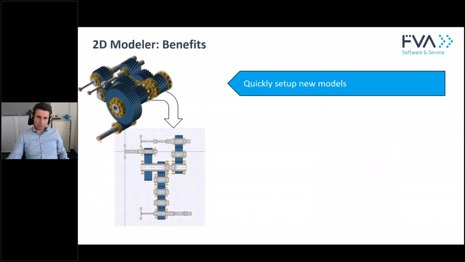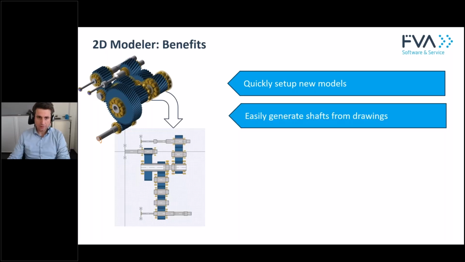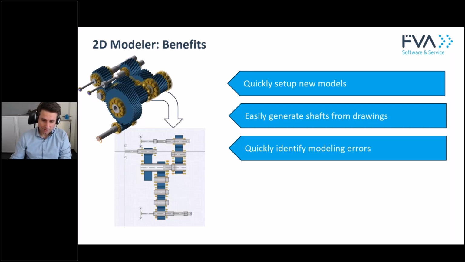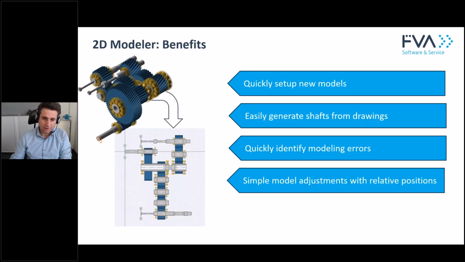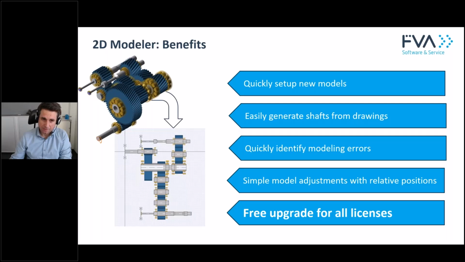So to summarize the benefits of such a system, it helps you easily and quickly set up a new model, and it makes it very easy to generate shafts from a drawing. We haven't seen that yet. However, we're going to show it in just a minute in a quick demonstration. It's very easy to identify modeling errors, and it's very simple to adjust the model with the relative positions.